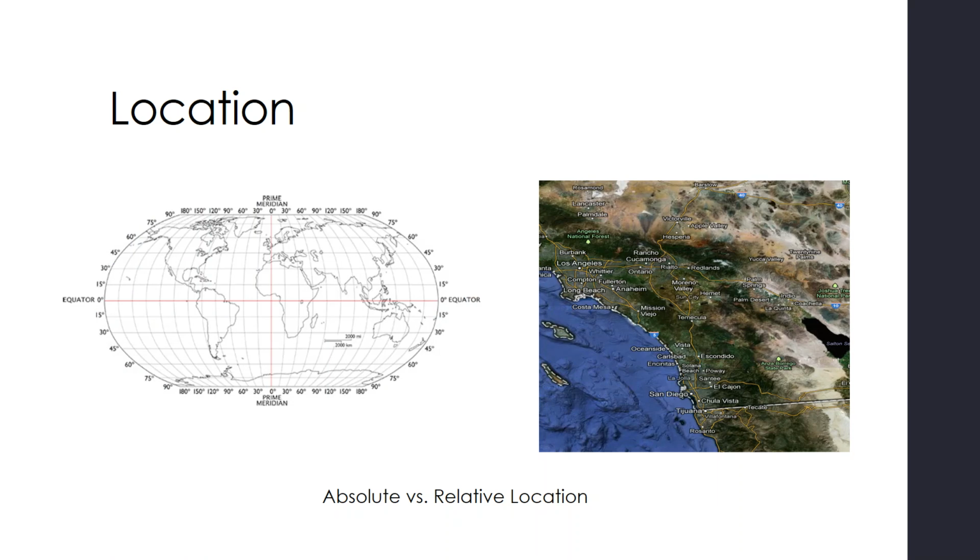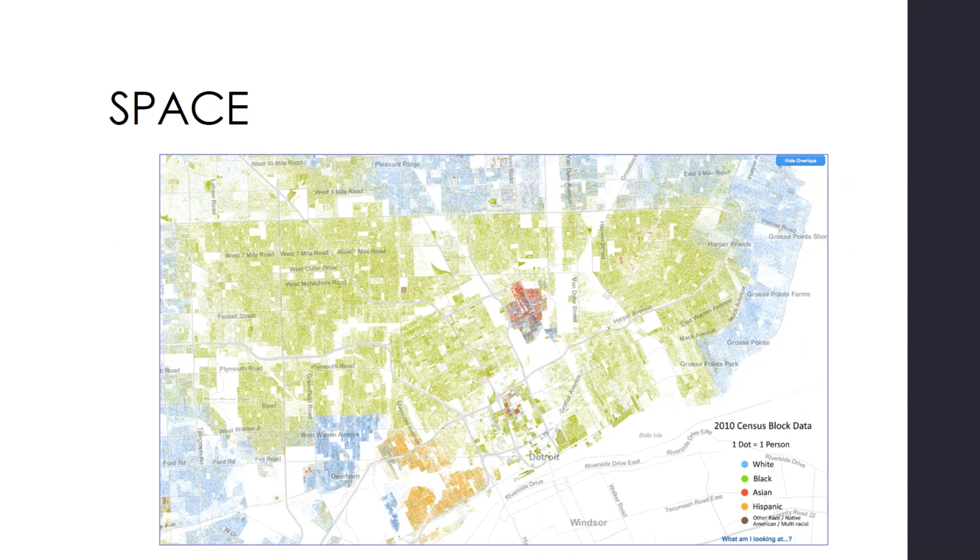So the first one is location. We have two types of location that we think about, absolute location and relative location. Absolute location being exactly where you are on the planet. You can use a GPS or a lat-long coordinate. Relative location is your location in relation to something else, right? Right now we are south of LA, just north of the Mexican border in Southern California. We use relative location all the time.